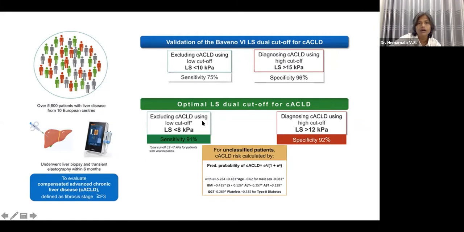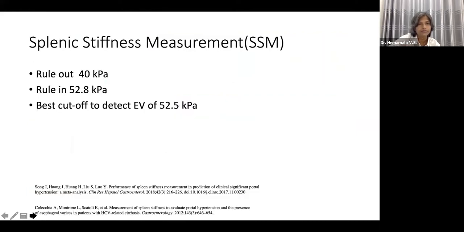sorry, instead of this cutoff, a liver stiffness of 8 to rule out, and liver stiffness of more than 12 to rule in. Okay, so this is just a study which has been published. We have to see whether Baveno is going to accept it or not. So these are things we need to know, the evolving figures.